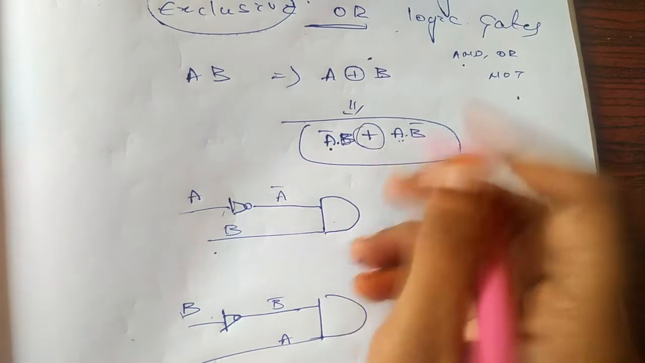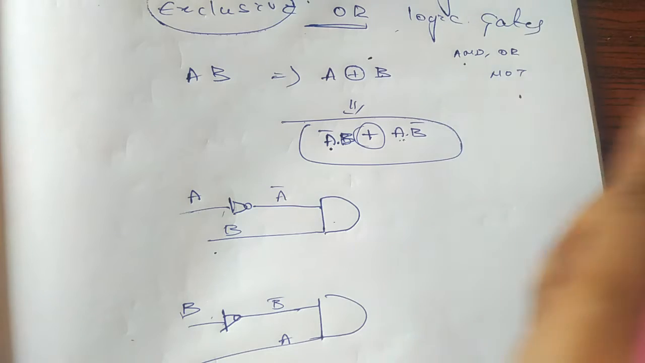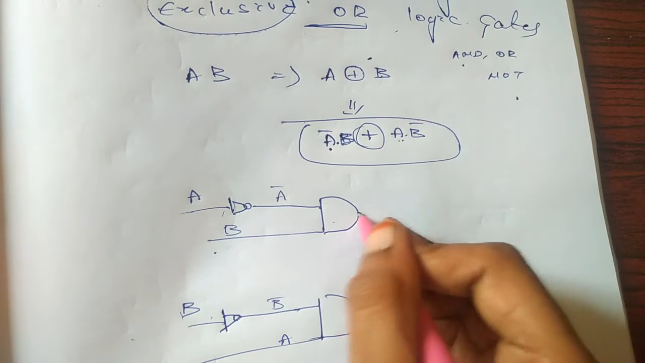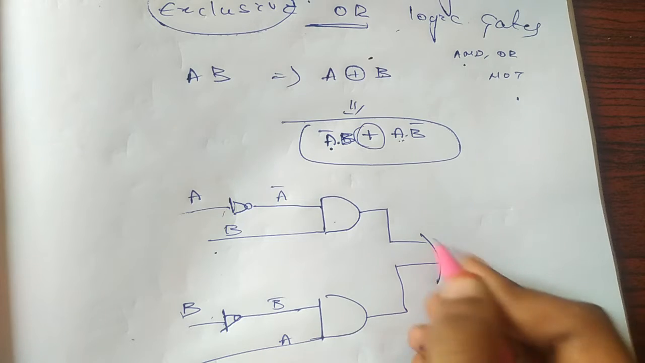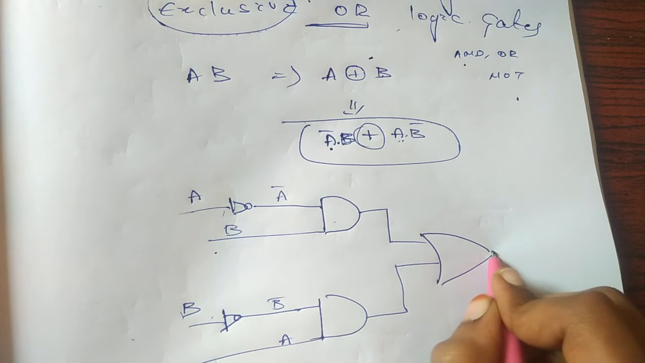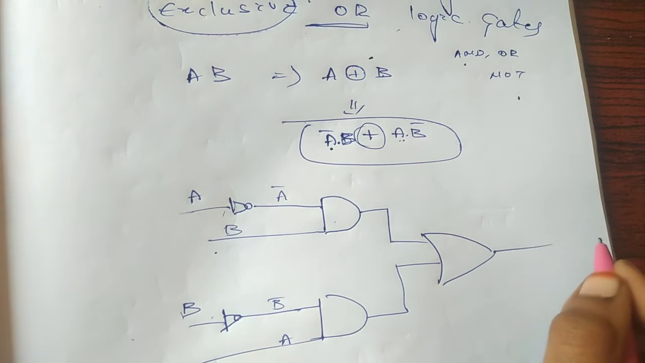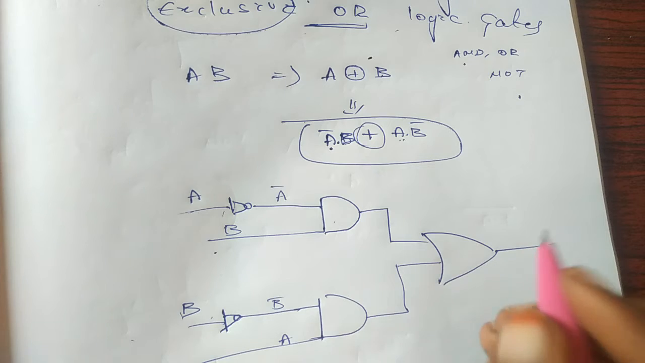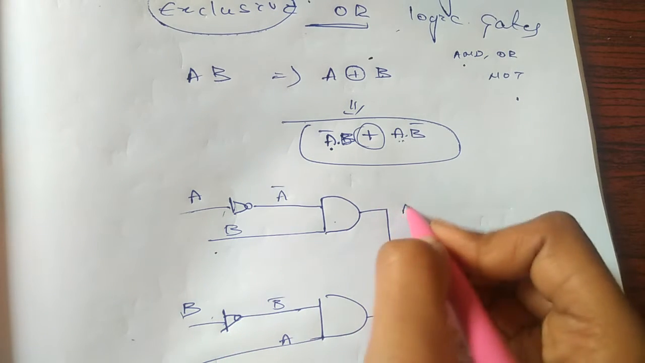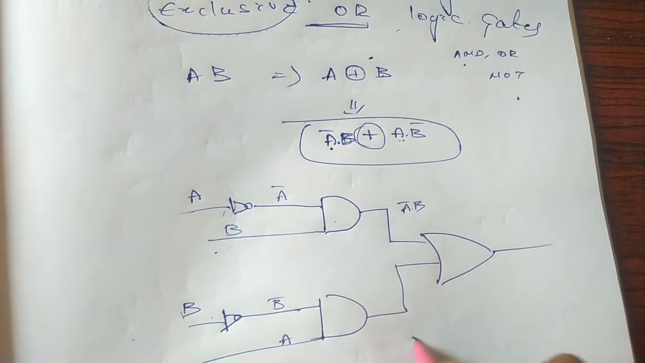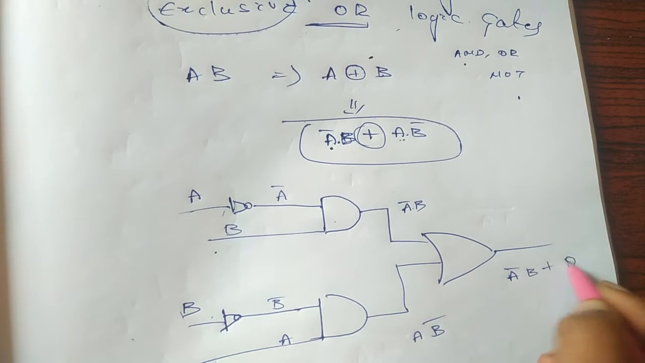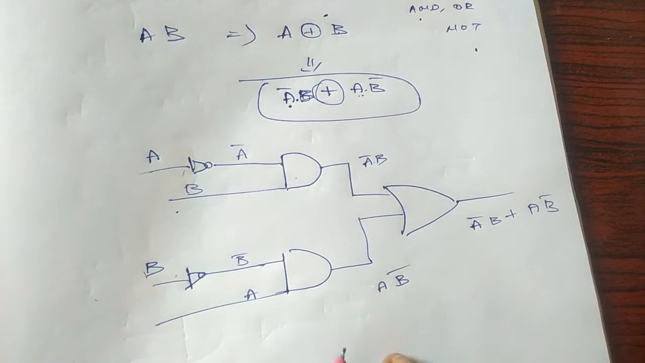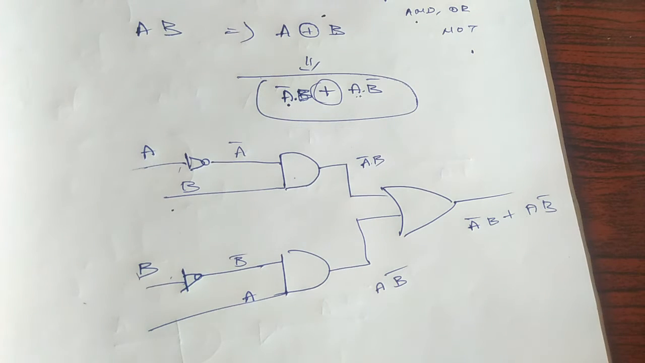But for the addition, we have to add both of these, so you have to use an OR gate. Then you will get the exclusive OR gate. XOR gate is nothing but that. So A bar B, A B bar. Here you get A bar B plus A B bar. Okay, this is about the exclusive OR gate.